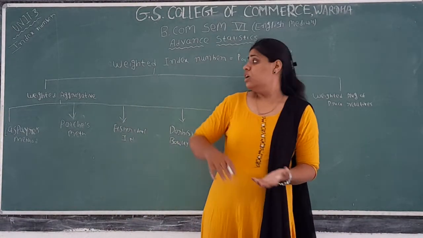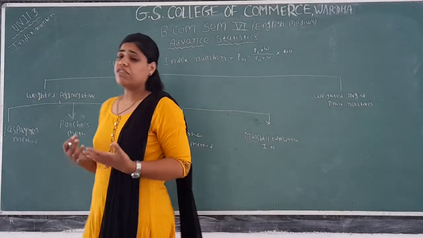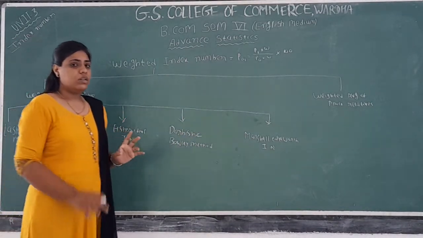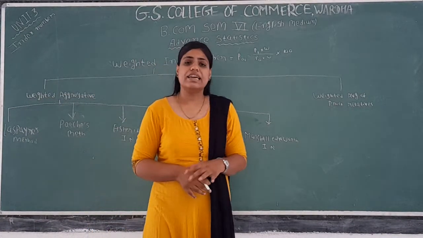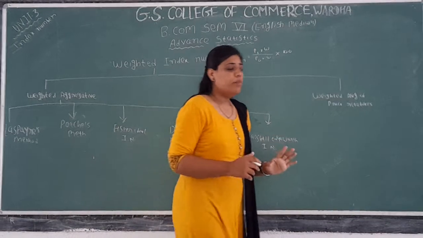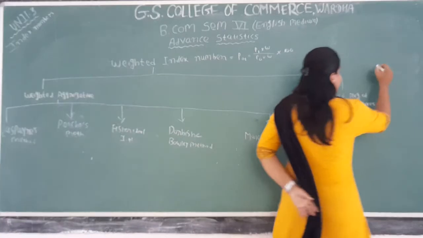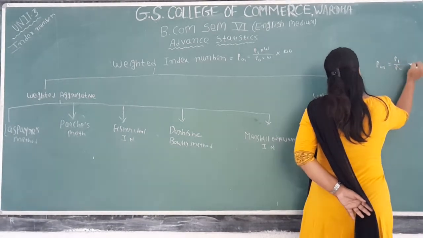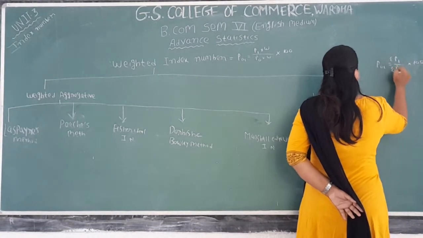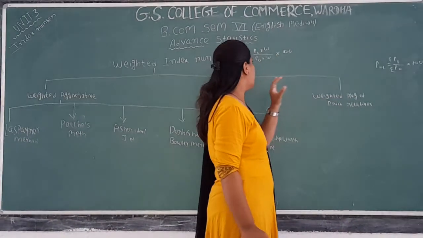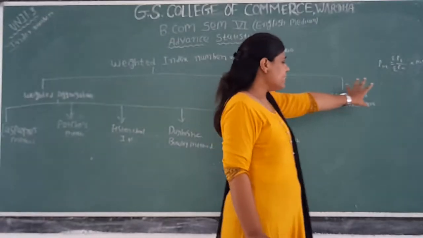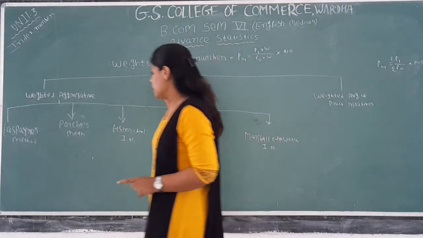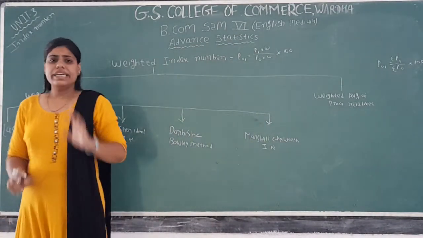Now it's time to see the formulas of these different methods. Just keep in mind one thing: when we have seen the simple aggregator index number, the formula to calculate index number was P01 equals summation P1 by summation P0 into 100. It was the formula for calculating unweighted index number by simple aggregator approach. Here we are dealing with the weighted index number, and here we are dealing with the weighted aggregator approach.